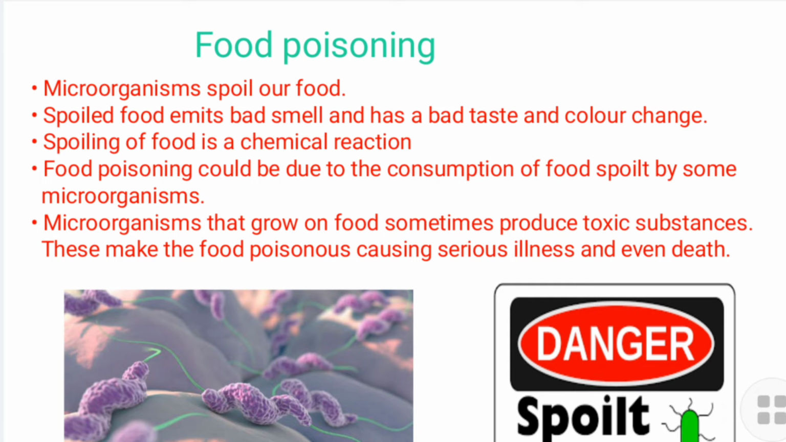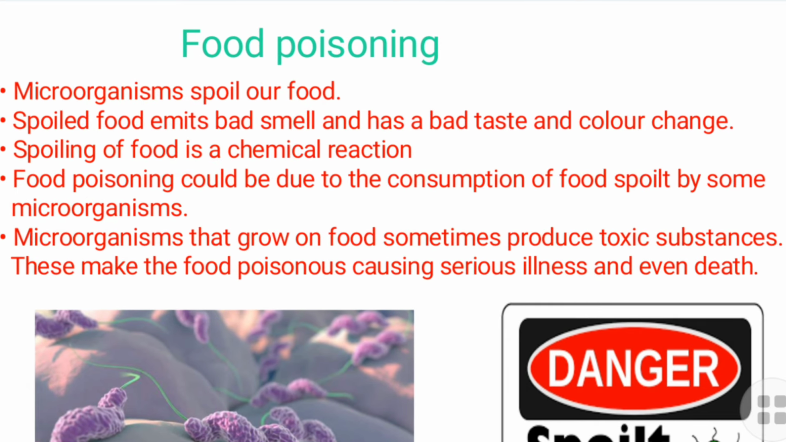Spoiled food emits a bad smell and has a bad taste and color change. So these harmful microorganisms spoil our food items, and that spoiled food releases a foul smell, and also when we taste it, its taste is bad and its color also changes. Spoiling of food is a chemical reaction because the microbes spoil the food and release harmful chemicals in the food item. So original food is converted into poisonous food. Food poisoning could be due to the consumption of food spoiled by some microorganisms. So when we consume these spoiled food items, then it leads to food poisoning in us.